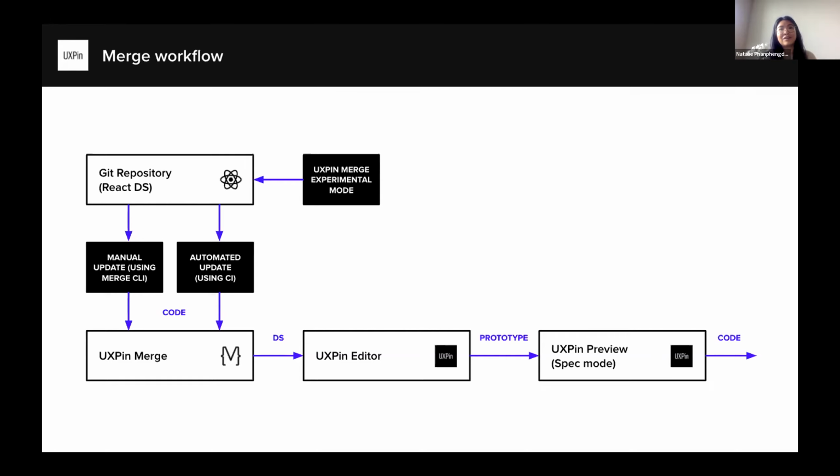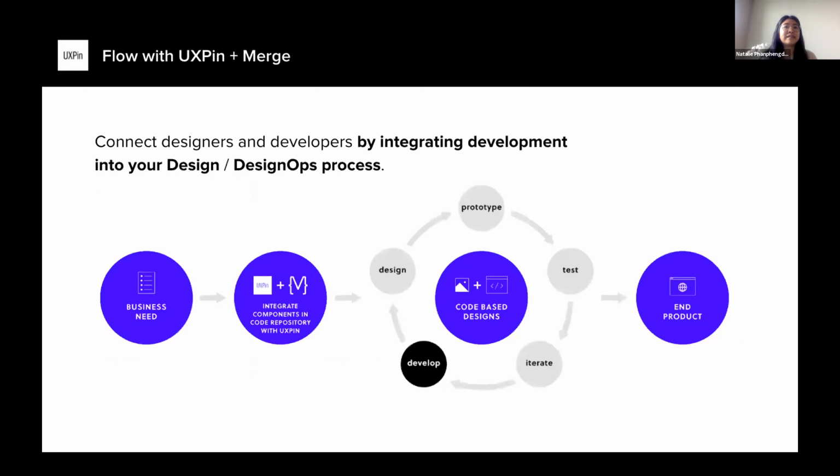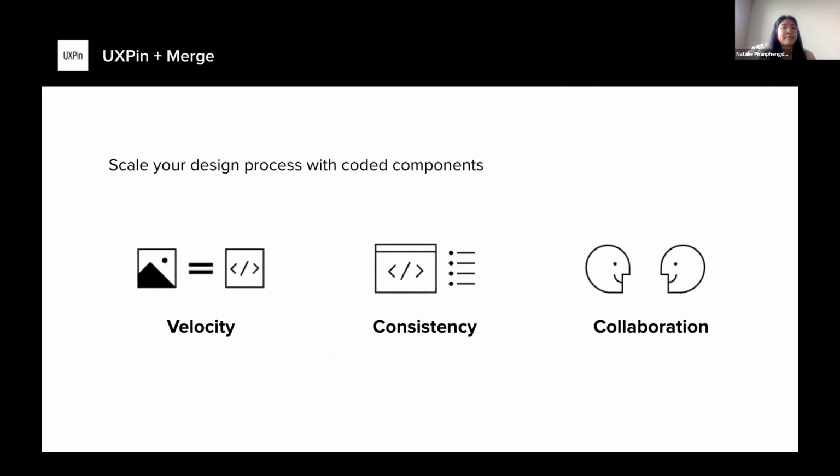The power of reusing common hard-coded components will keep the design and the development teams in complete sync. So it'll connect designers and developers by integrating development into your design ops process. And the immediate impacts of Merge can be seen in 3 ways. So the first is velocity. UXPin Merge eliminates the traditional design handoff process because the designs were built using the exact same coded components as in the end product. And the second is consistency.